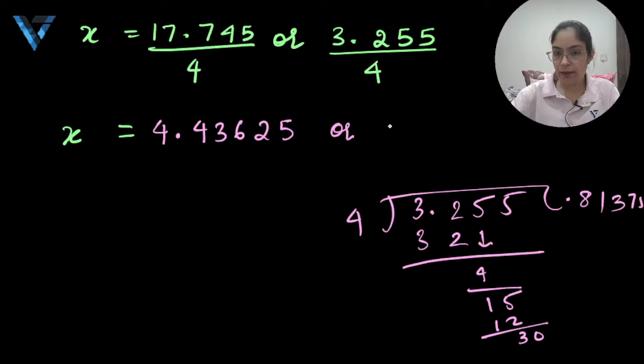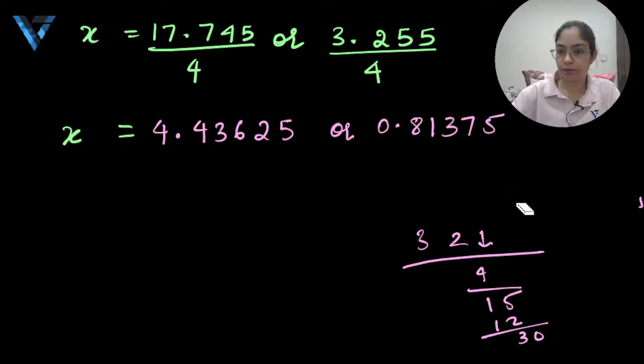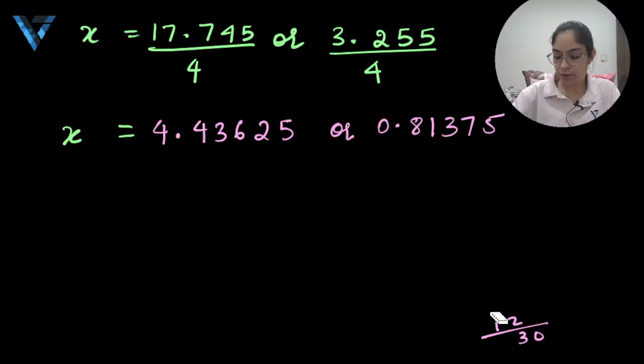So here we will get 0.81375. Just check if it is correct. Are you getting the same one? 0.81375. 0.81375. Okay.